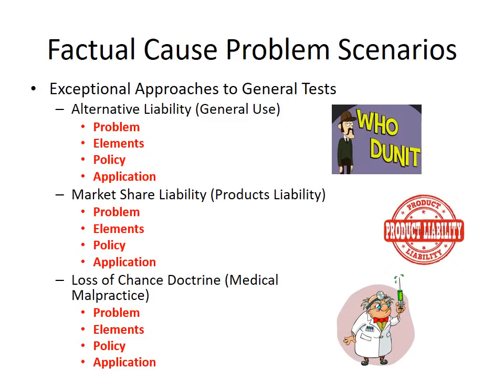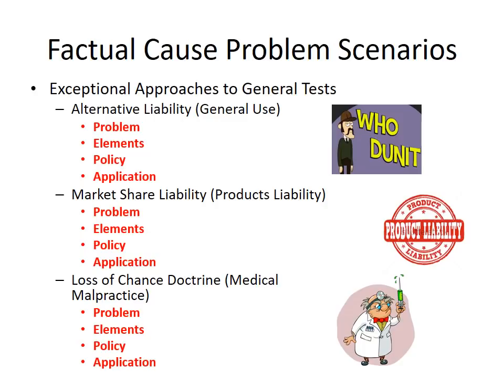We'll also look at the elements of proof that are necessary to establish the alternative theory. We'll look at the policy justifications for creating a different test beyond but-for causation or substantial factor causation. And then we'll use our cases to show how these particular doctrines will be applied.